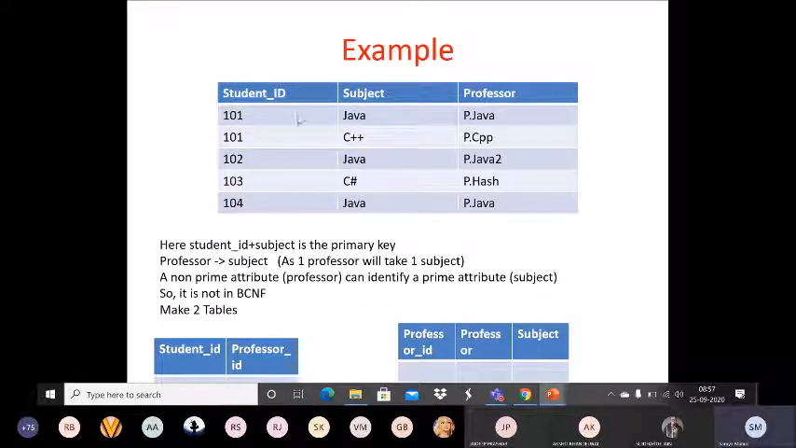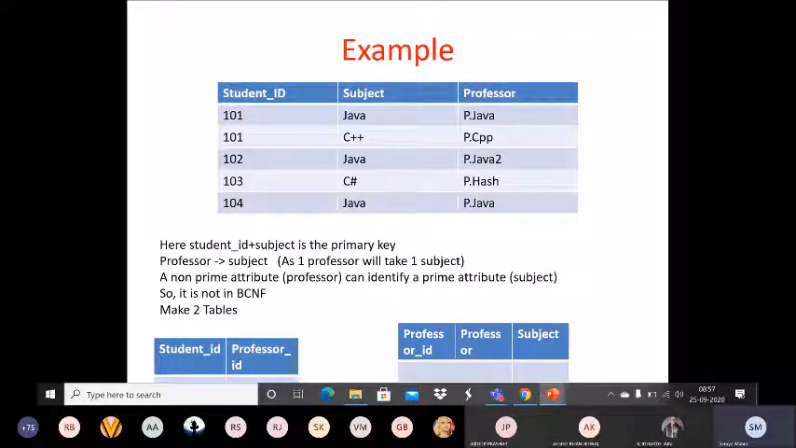So 101 will take Java, no problem. But is this Java taken by Professor Java or Professor Java 2? How will you distinguish? You can't distinguish, right? So for this example, I have to take another attribute. We can incorporate one attribute if necessary. I have given you this example to show you that sometimes we have to incorporate one attribute if necessary.